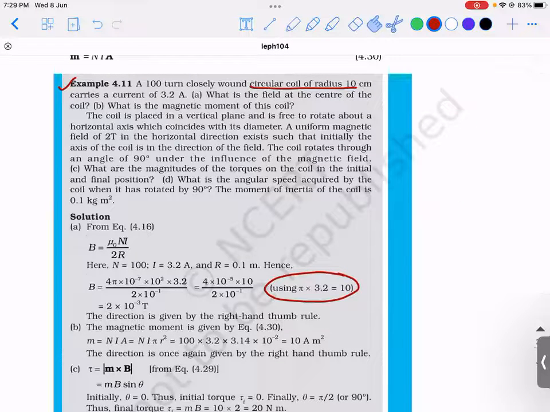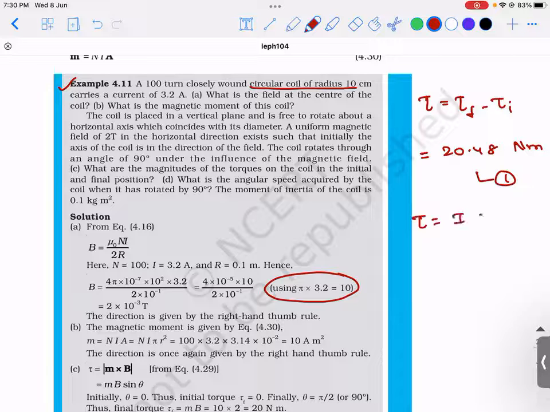Now listen. What is the angular speed acquired by the coil when it has rotated through an angle of 90 degrees? So the torque that has been created when it has shifted from 0 degrees to 180 degrees is how much? I can take it as final minus initial. So that value is 20.48. Correct, 20.48 Newton meter. Let me call this as 1. But we know the fact that torque is equal to I alpha.